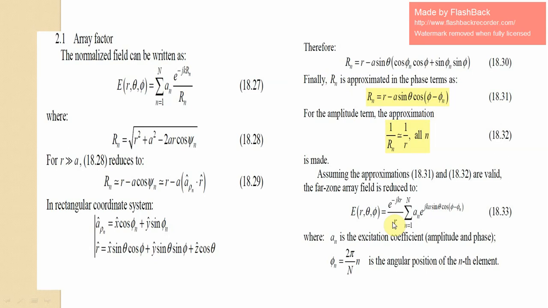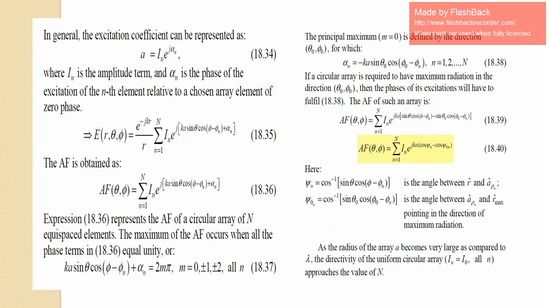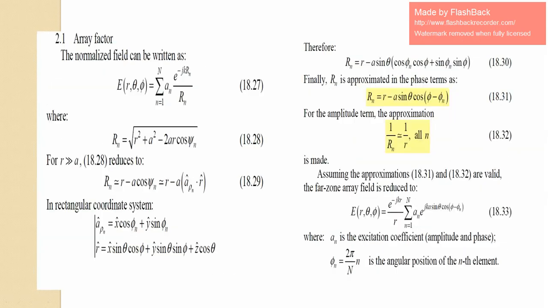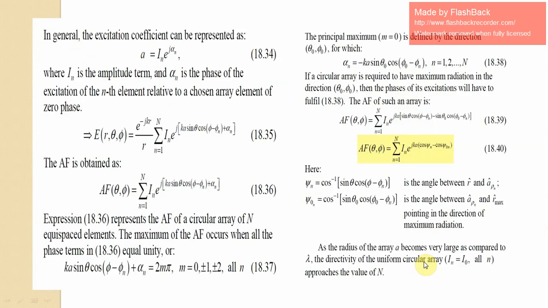Basically we have calculated the electric field in the near field region and the far field region. So a n is the excitation coefficient, and this excitation coefficient is represented by the amplitude and the phase terms. Then psi n is equal to 2 pi n in the rectangular position of the n element. And in the general equation we have to find the excitation coefficient.